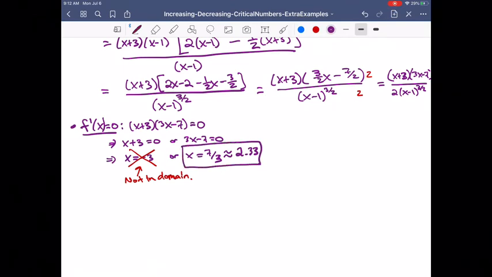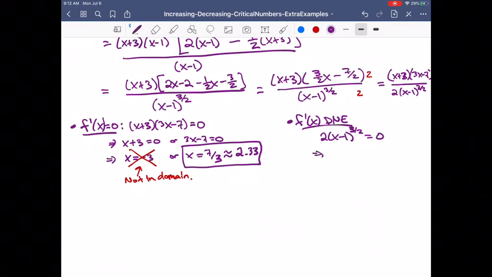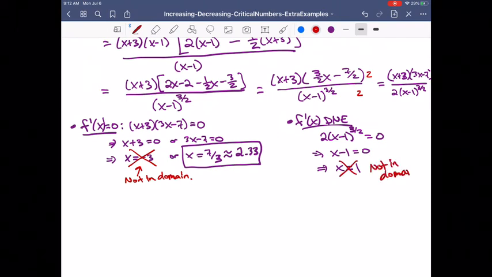Now we also want to say, where does the derivative not exist? That's when the denominator is 0, which means that x minus 1 to the 3/2 is 0, or x minus 1 is 0. So this is going to give us x equals 1. Now this is also not in the domain, because the domain was x bigger than 1. So in fact, our only critical number is 7/3.